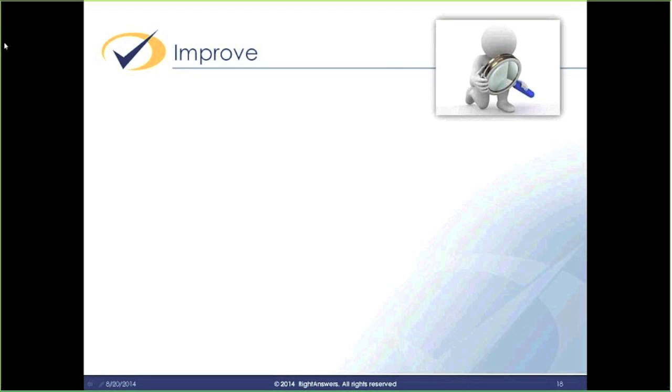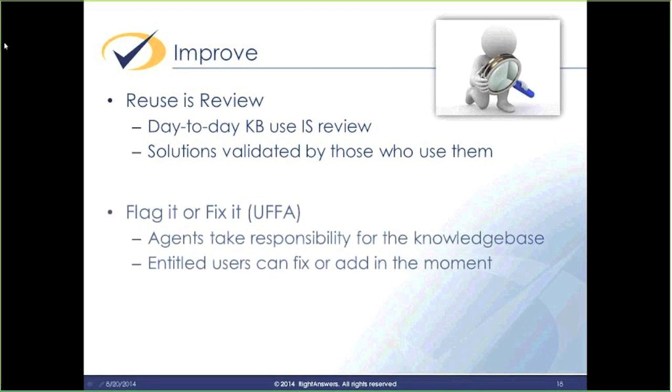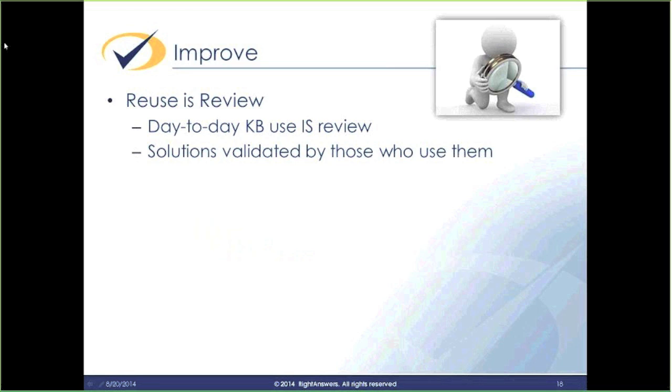Okay. And so the last concept in the solve loop is the concept of improve, right? So we've already noted that reuse is review, right? So we're using articles, we're linking articles, we're noting that they're valuable, or we're not using them. And that process alone shows us value in the knowledge, right? If we use the article, then we know that article was valuable for that situation. If we link it to a ticket, we know that it was valuable. If we don't, then we know that it wasn't, right? So it's actually that day-to-day knowledge base use that is review.